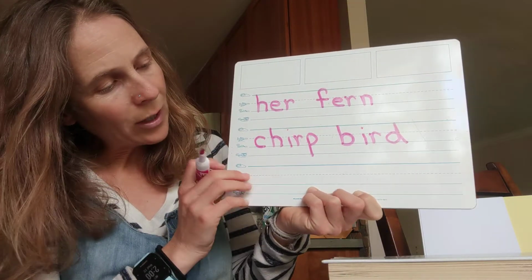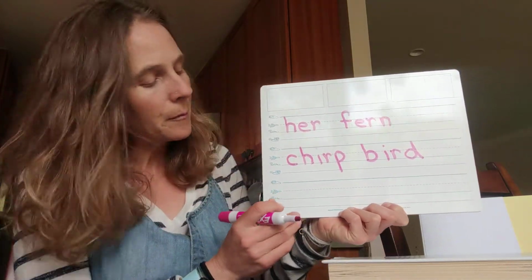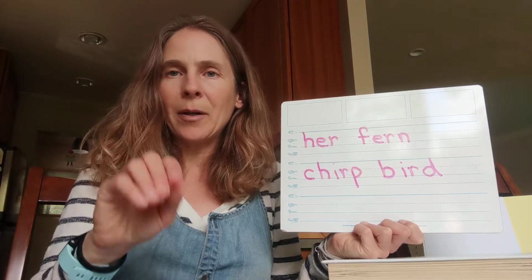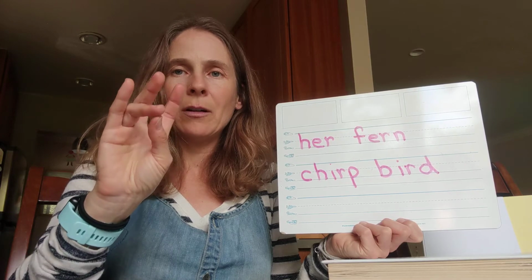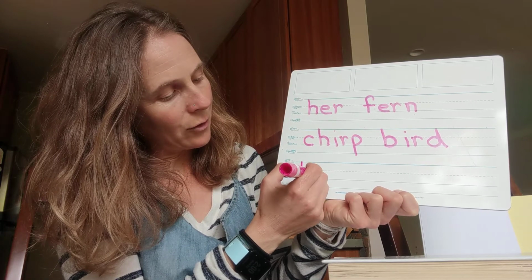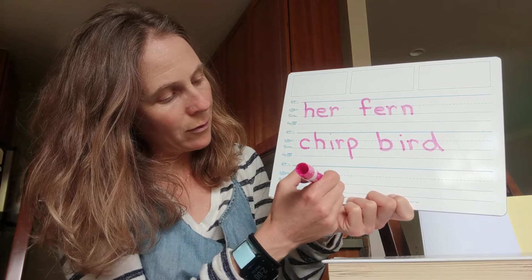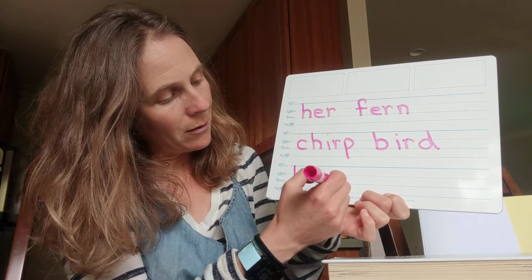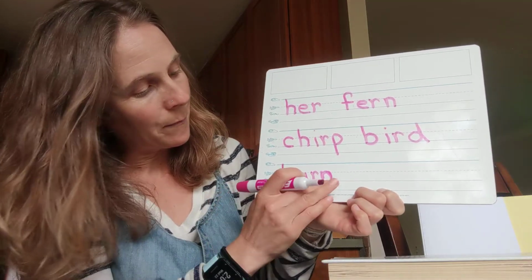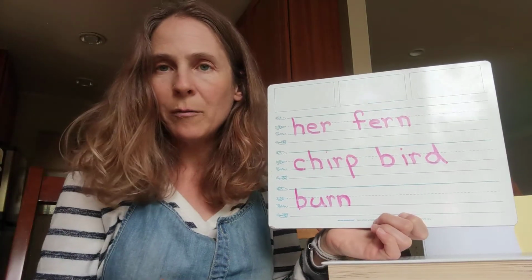And now let's try two words that have the sound but are spelled with the UR. So let's try burn, which is our key word. So let's tap it out. Burn. Let's write it. B. Start with my bat. Burn. My N got a little bit wonky there. Burn. Now let's try one more.